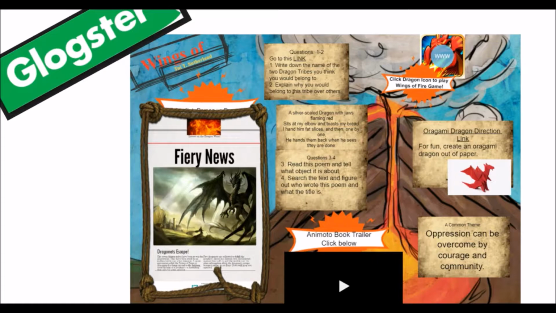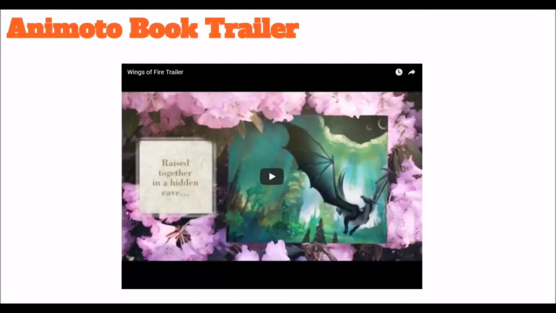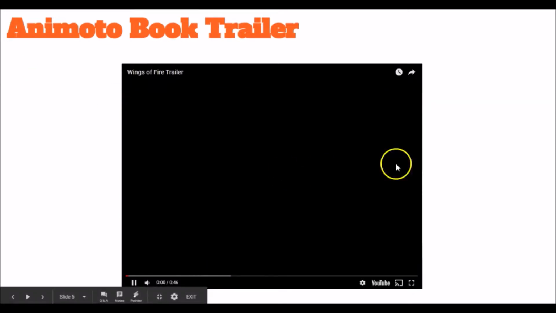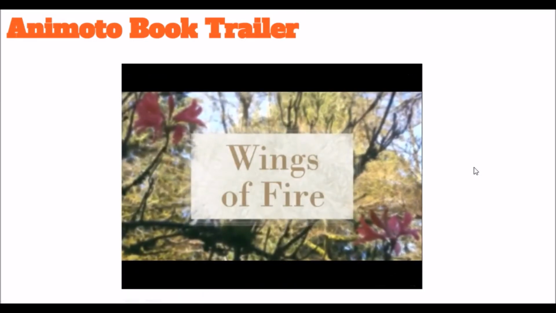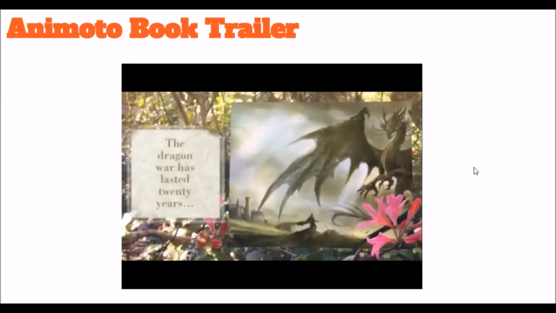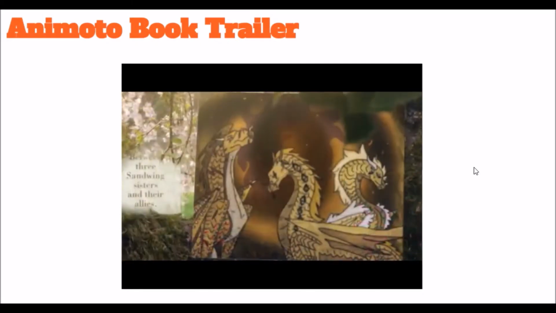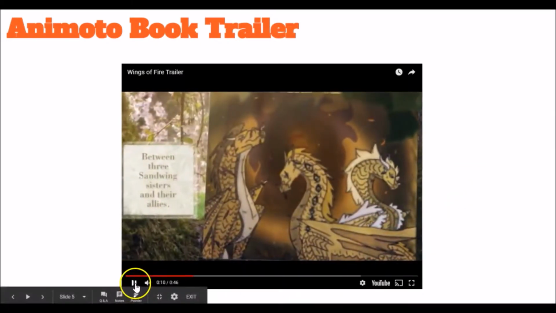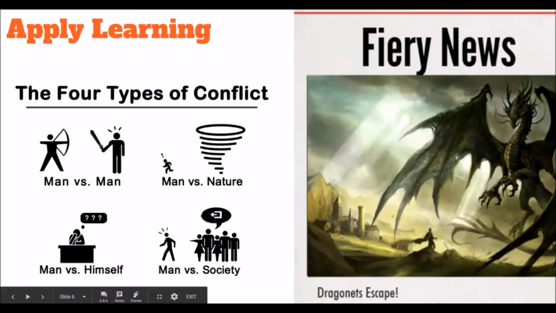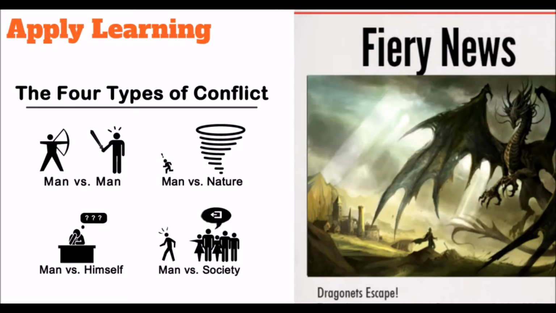First, students created a glog to store all of their assignment artifacts, including research, images, and links. Within the glog, students created a book trailer using Animoto. Next, students applied their understanding of the 4 types of conflict with a newspaper article and a visual using Piktochart.